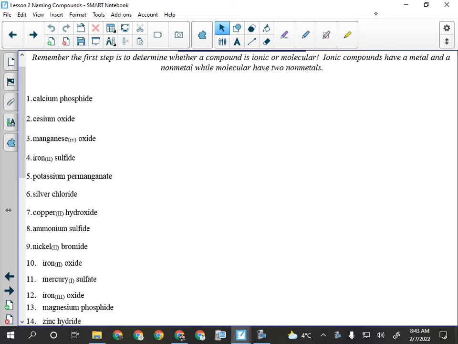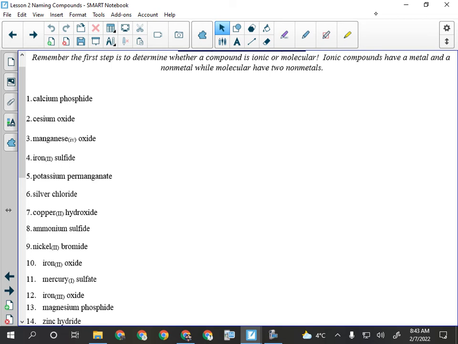If the metal has more than one possible charge, then what do we have to put in the name? Roman numeral, and we have to check the charges to make sure we do that right. If there's a polyatomic ion, then we have to write its name according to the way it's written in the table of polyatomic ions. When we're writing formulas for molecular compounds, that's probably the easiest thing.